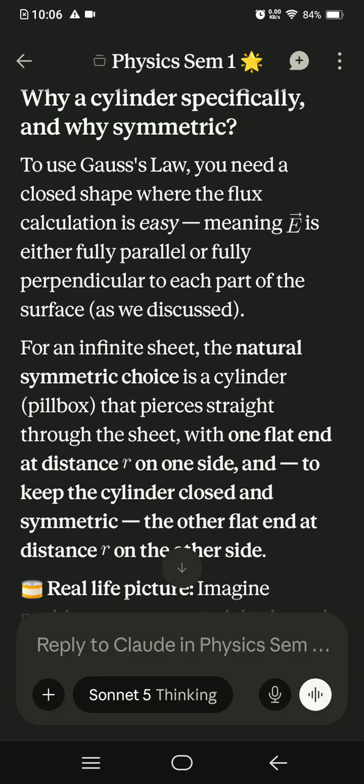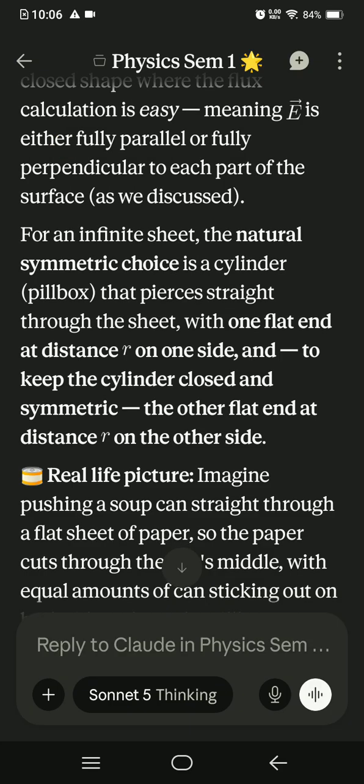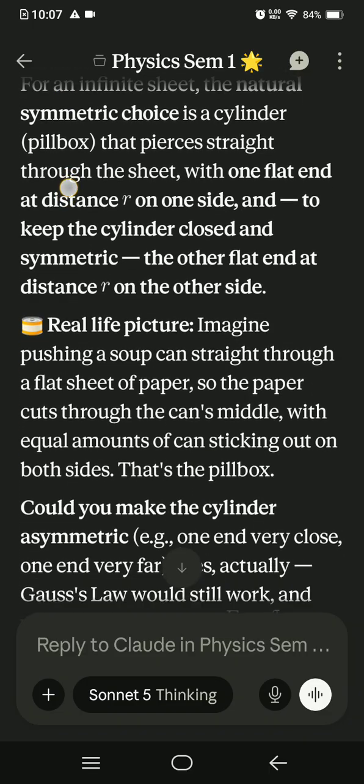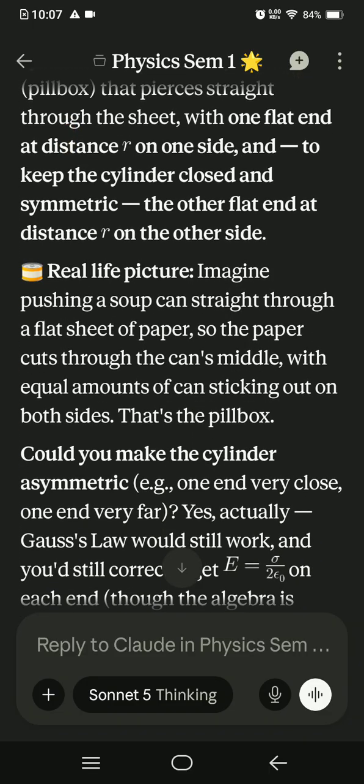To use Gauss's law, you need a closed shape where the flux calculation is easy, meaning E is either fully parallel or fully perpendicular to each part of the surface, as we discussed for an infinite sheet. The natural symmetric choice is a cylindrical pillbox that pierces straight through the sheet, with one flat end at distance r on one side and, to keep the cylinder closed and symmetric, the other flat end at distance r on the other side. Real life picture: imagine pushing a soup can straight through a flat sheet of paper. The paper cuts through the can's middle, with an equal amount of can sticking out on both sides.